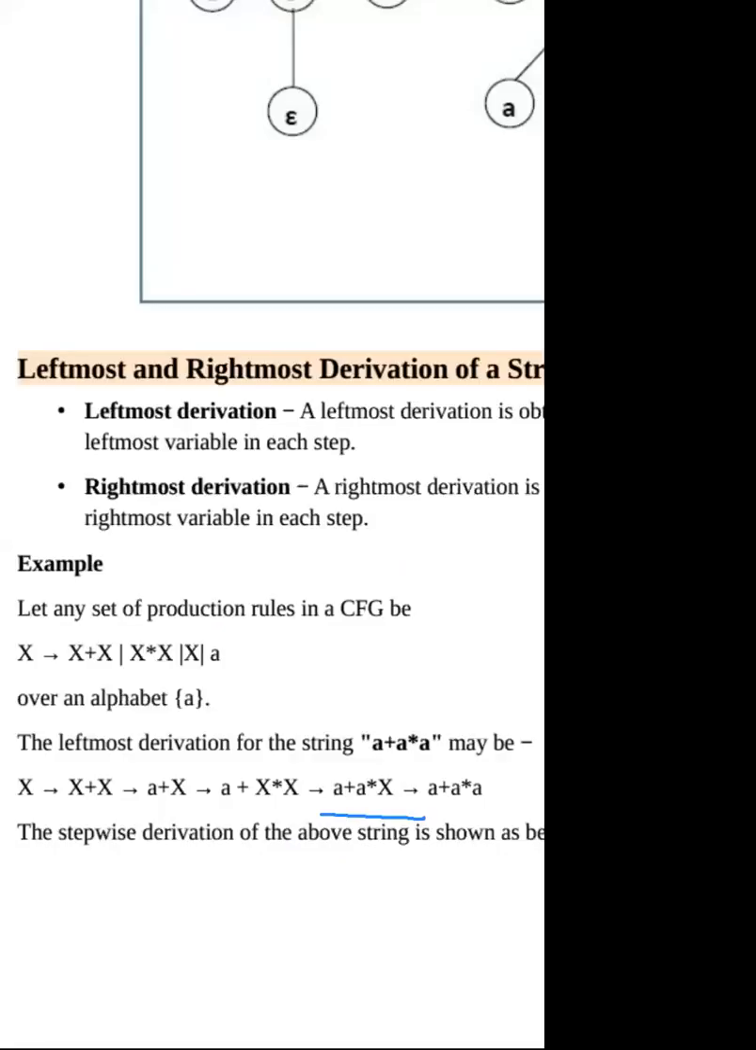So lastly, again at this point, we have no question of left or right, because there is only one non-terminal. Only one X is there. Now how to replace this? Because we have a production X implies a, replace this X by a. So the last X is replaced by a, and finally we got a plus a into a.